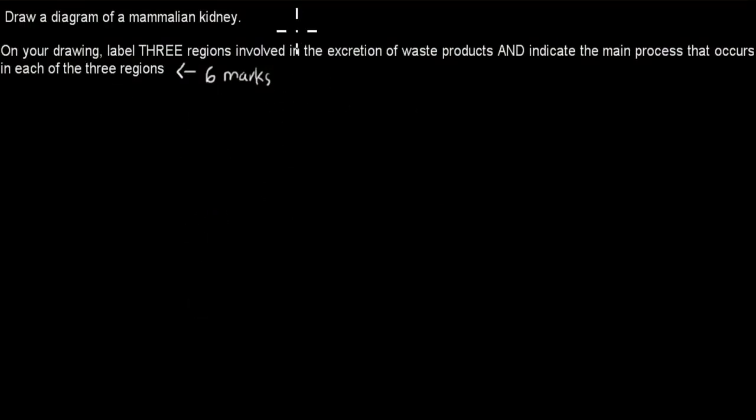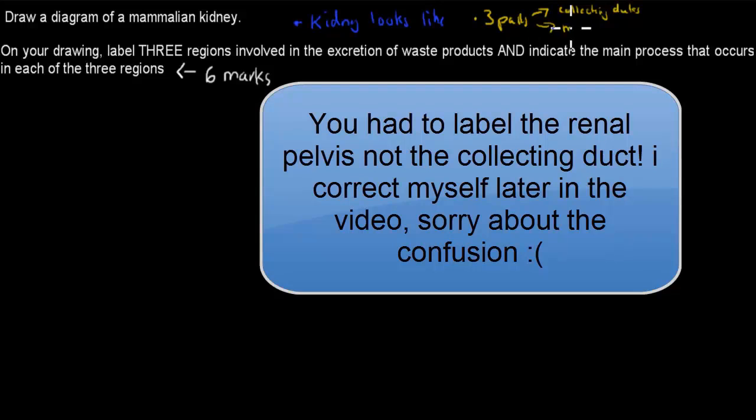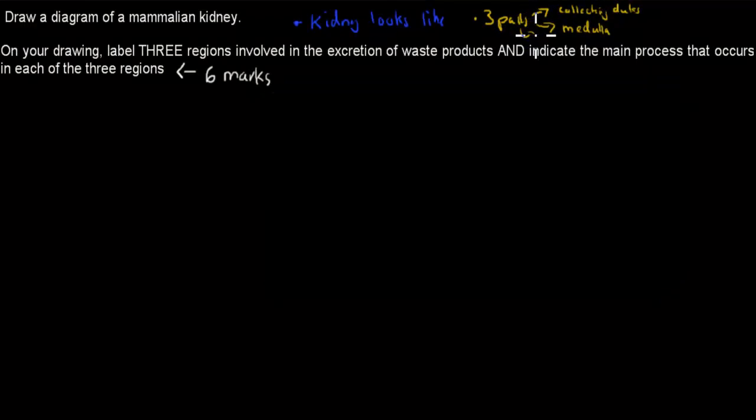Welcome back. So yeah, for this one, you should know what the kidney looks like. You need to know the 3 main important parts. The 3 parts that you had to actually label were the collecting ducts, the medulla, and the cortex. And then you have to name the processes as well. Which in this case, the 3 processes were filtration, reabsorption, and excretion or removal of urine. I'll go over where these all occur as well.